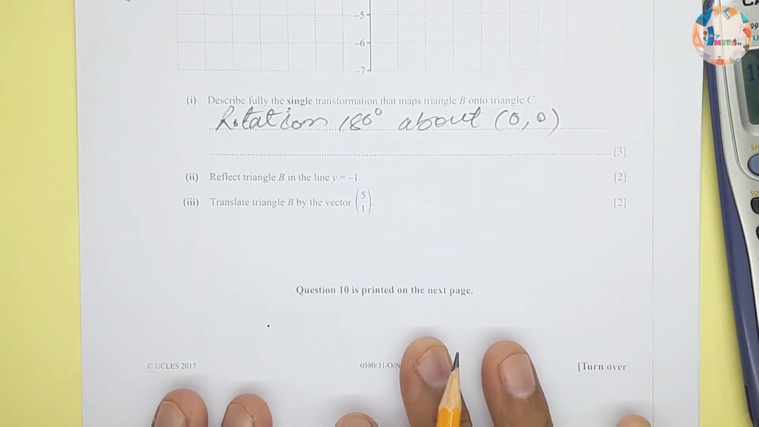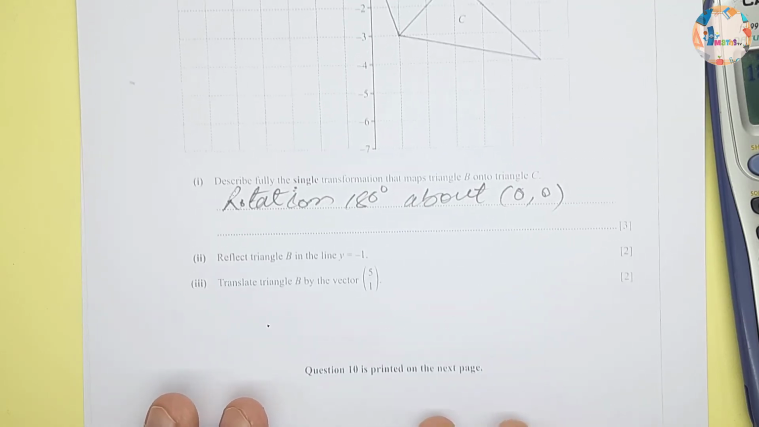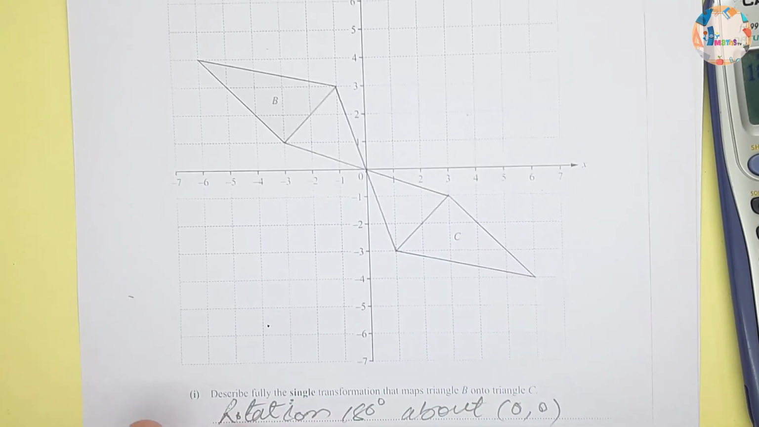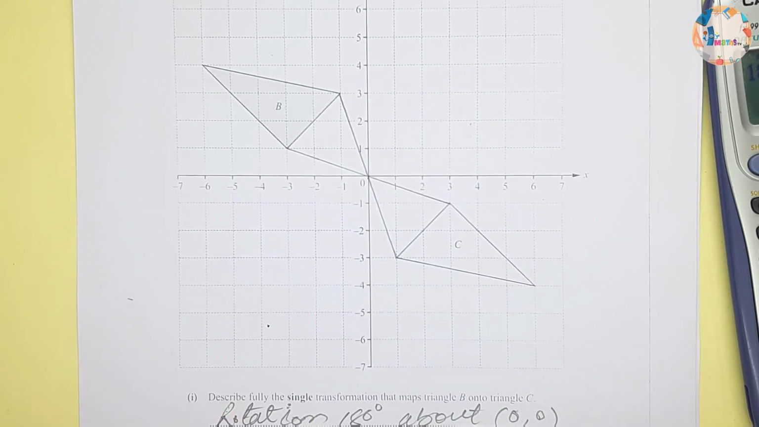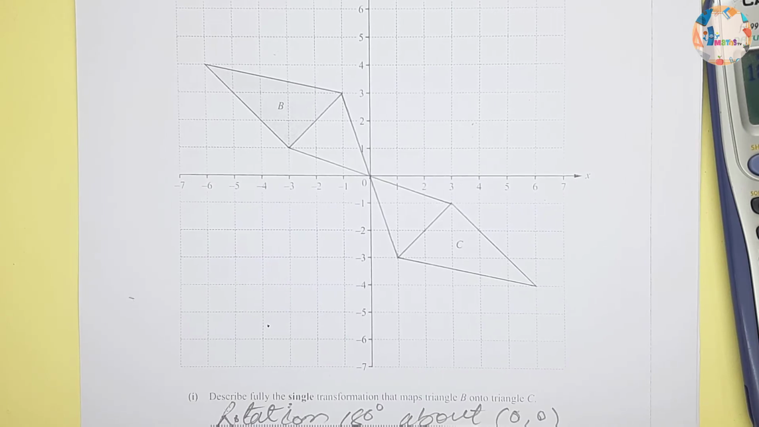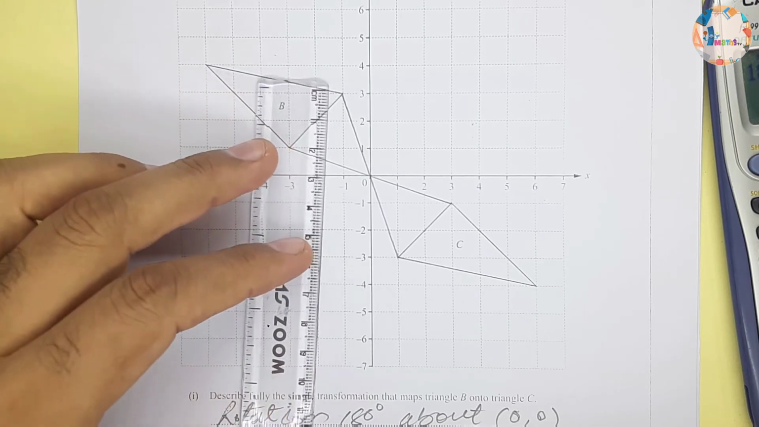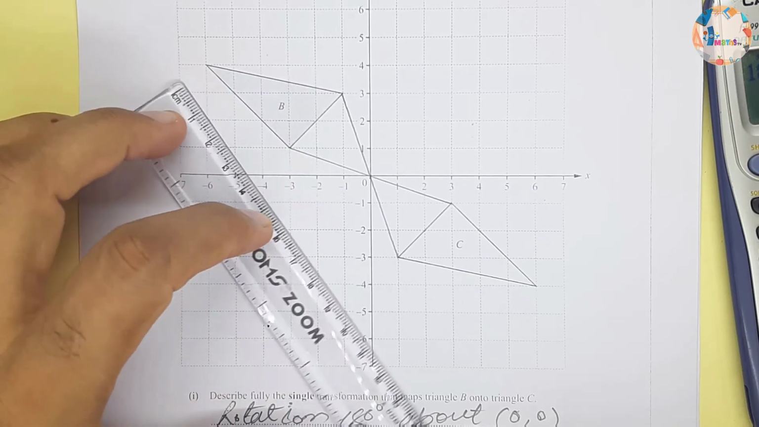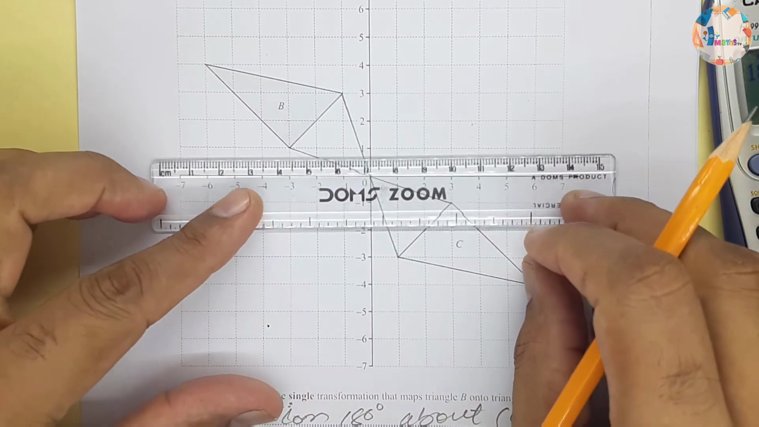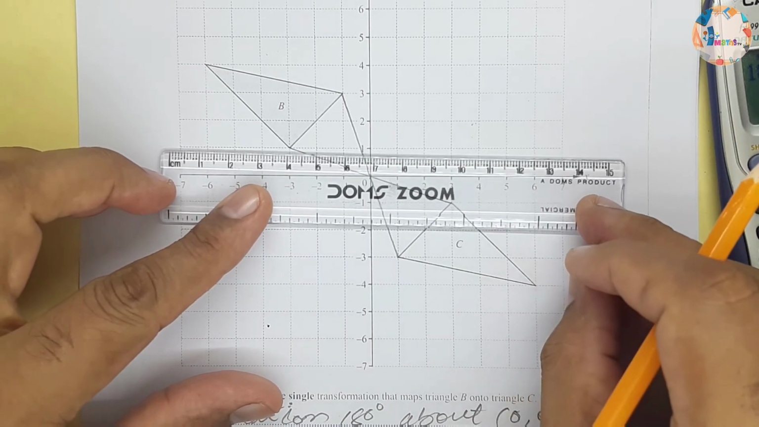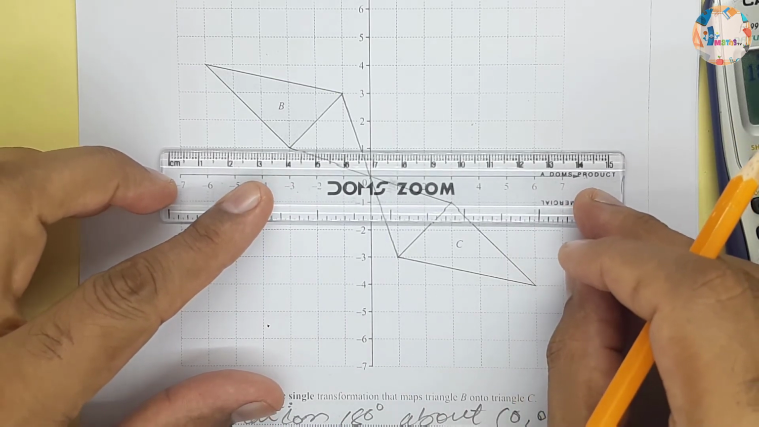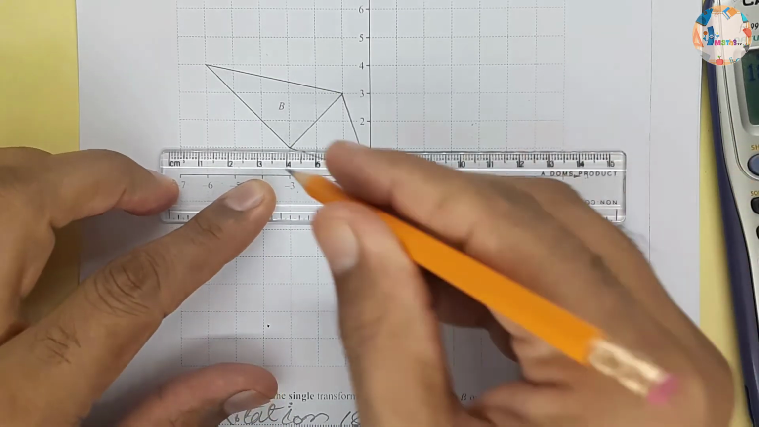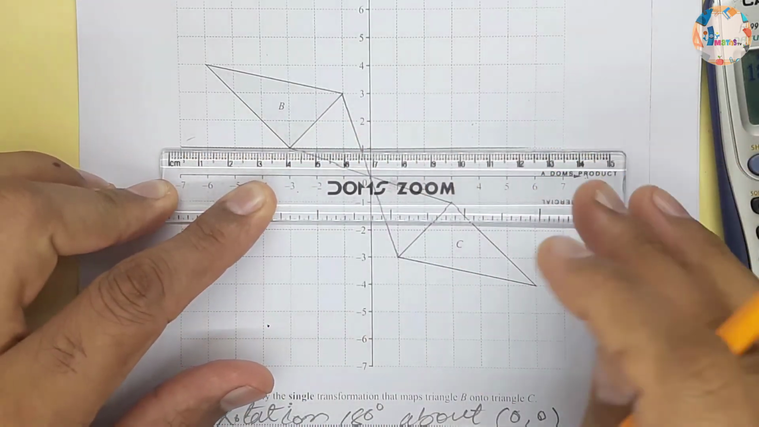Reflect triangle B in the line y is equal to -1. So reflection of triangle B in the line y is equal to -1. Y is equal to -1 will be this line.